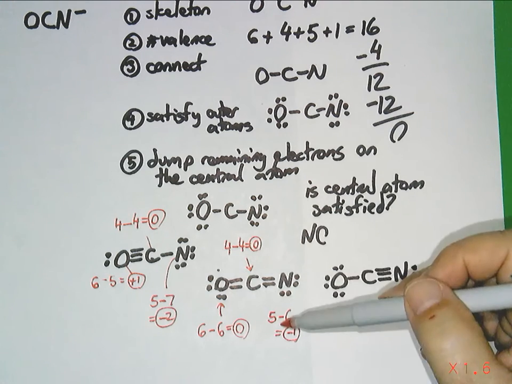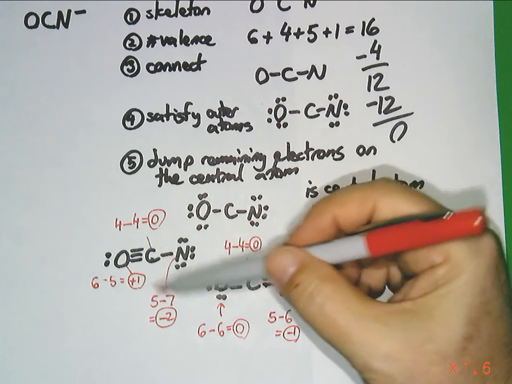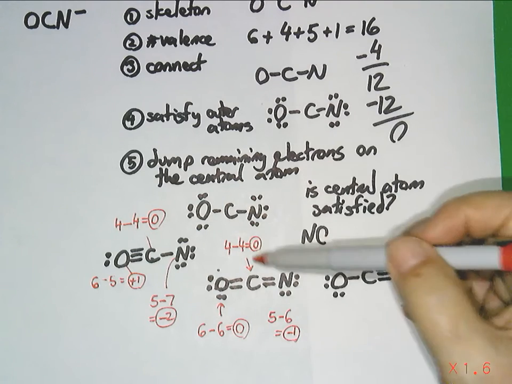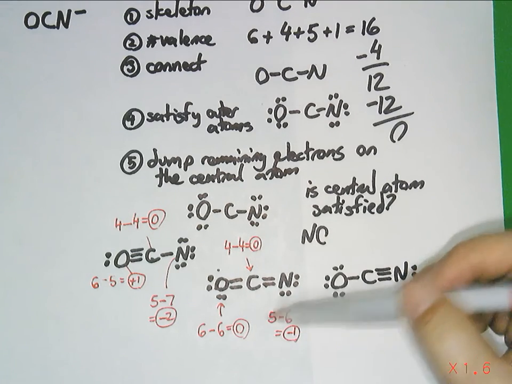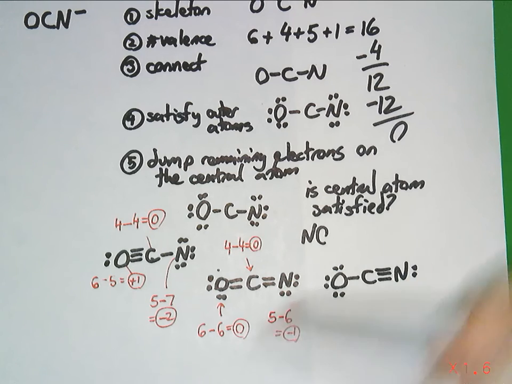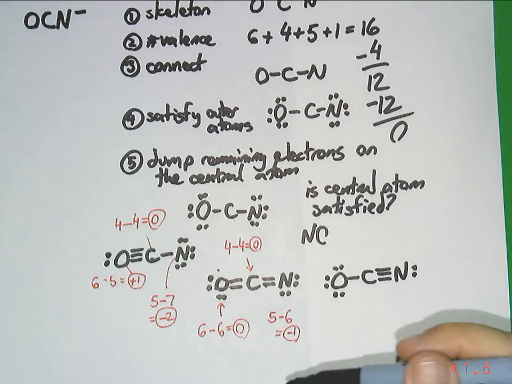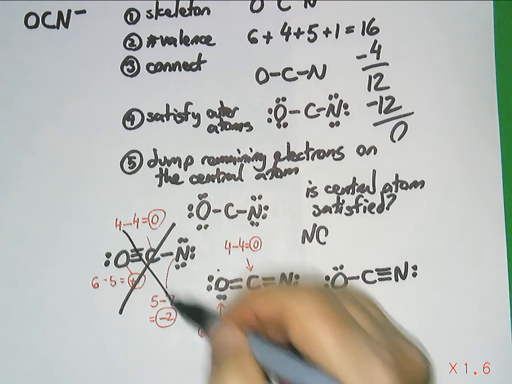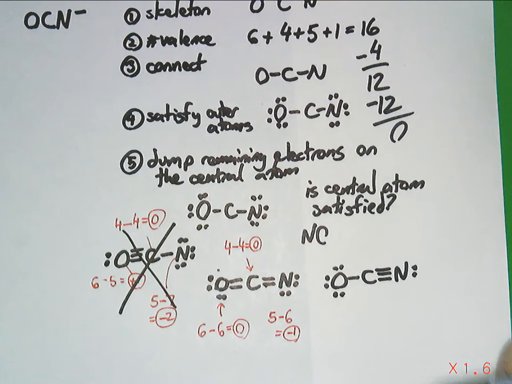But this looks much better than this. See, you've got a +1, a -2, and a 0. Here you've got a 0, a 0, and a -1. So the formal charges are better on this. And right away I can say, this structure's better than this. So I can discard that one. Now let's look at this last one.